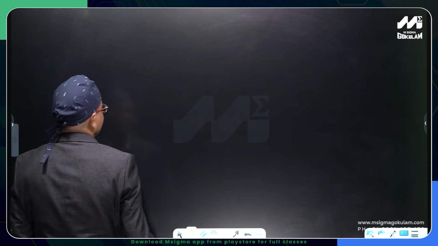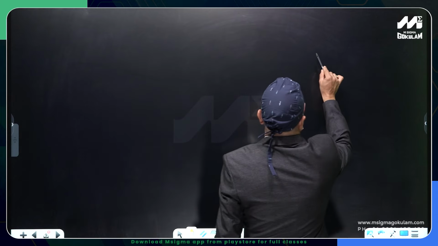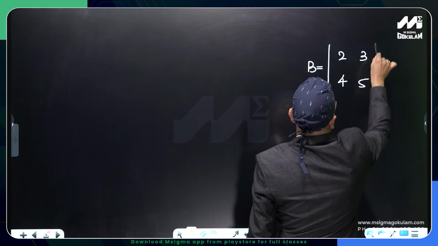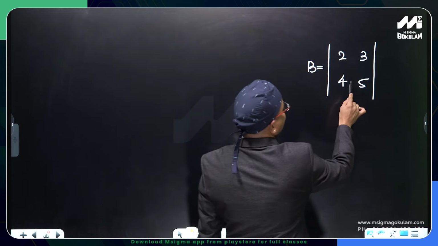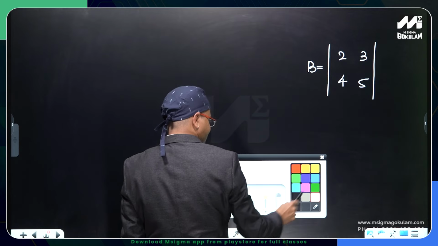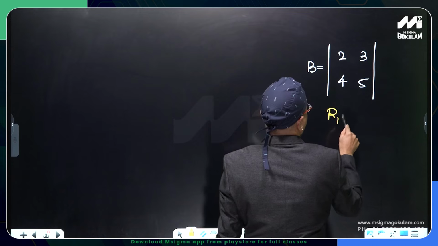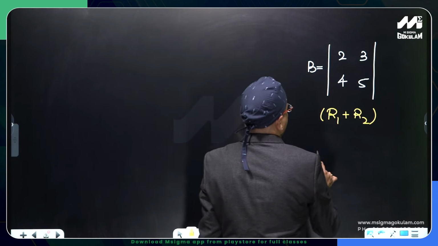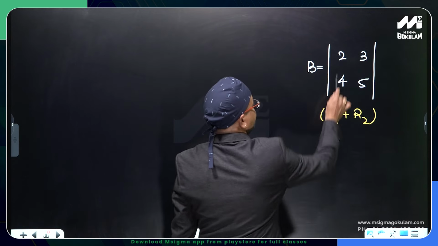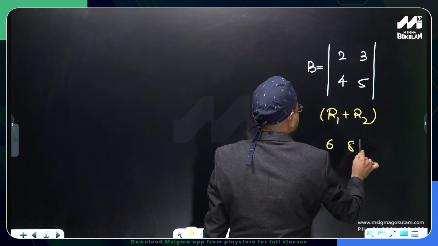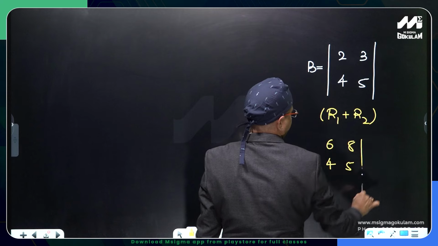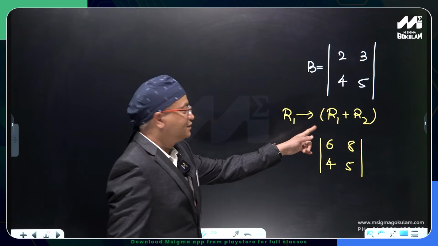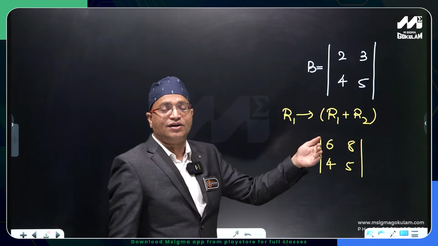Next, you see another example. B equal to 2, 3, 4, 5. Now, I add the second row to the first row. Symbolically, write like this: R1 plus R2. That means the second row is added to the first row. So 2 plus 4, 6. 3 plus 5, 8. No change in the second row. So R1 becomes R1 plus R2, with a single arrow.